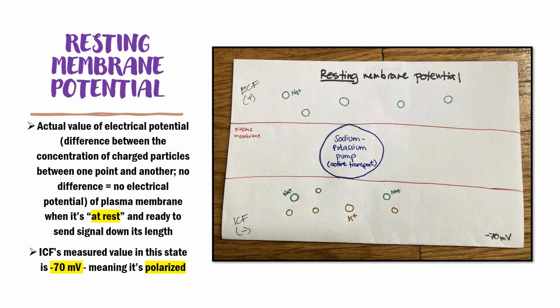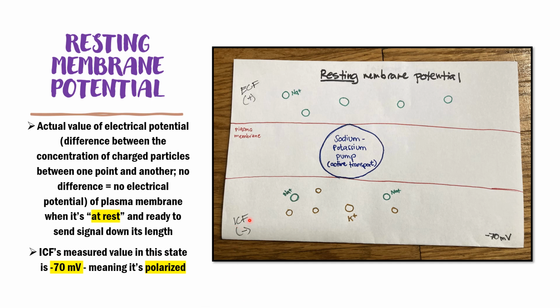The first potential we're going to talk about is the resting membrane potential. This is the actual value of electrical potential of the plasma membrane when it's at rest, or inactive, not working, and ready to send a signal down its length. Just like in the drawing, there's a difference between the particles up here and down here, so they're not equal. And this is the sodium-potassium pump that brings these ions towards the other end, and it uses active transport to pump those ions in and out.